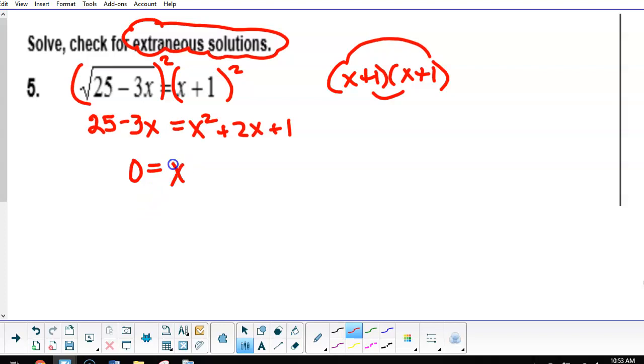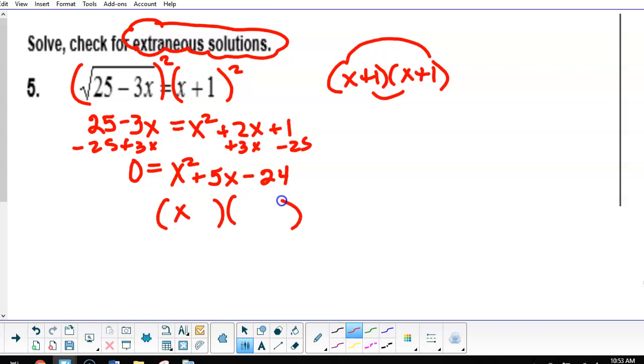All right, guys, move everything over to the right so that we have 0. All right, guys, x squared. Now what? Add 3x over there is plus 5x. Subtract 25 over there is negative 24. Factors x plus 8 and minus 3. Did I do that right?